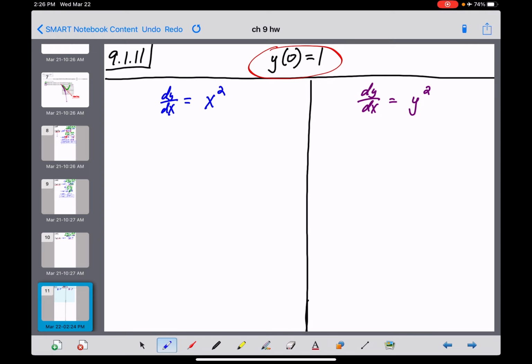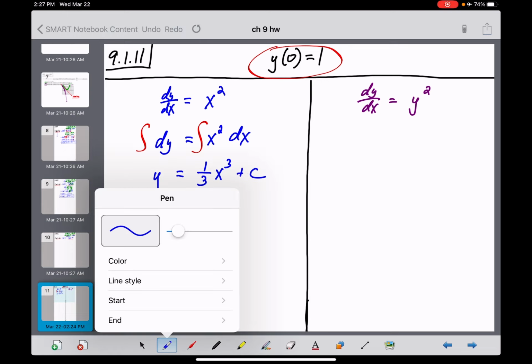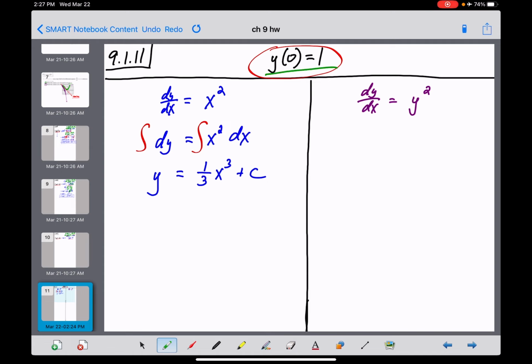On the left here in blue, I've got the first one, dy dx is equal to x squared. Separating the variables, all we have to do is bring the dx to the other side, and we'll get dy is equal to x squared dx, and that's it as far as separation goes. So now I'll anti-differentiate the left and the right. Antiderivative of dy is just y, and that right side is now going to become 1/3 x cubed plus c.